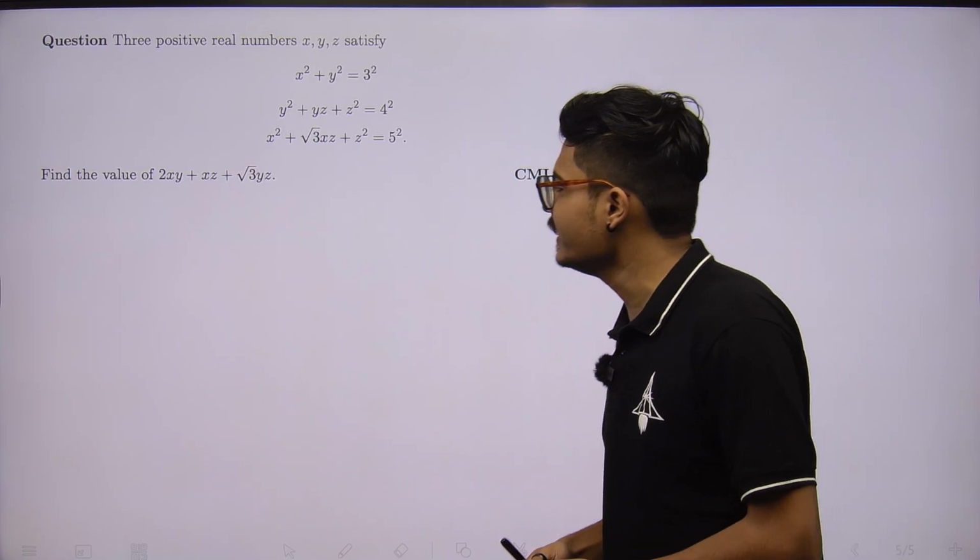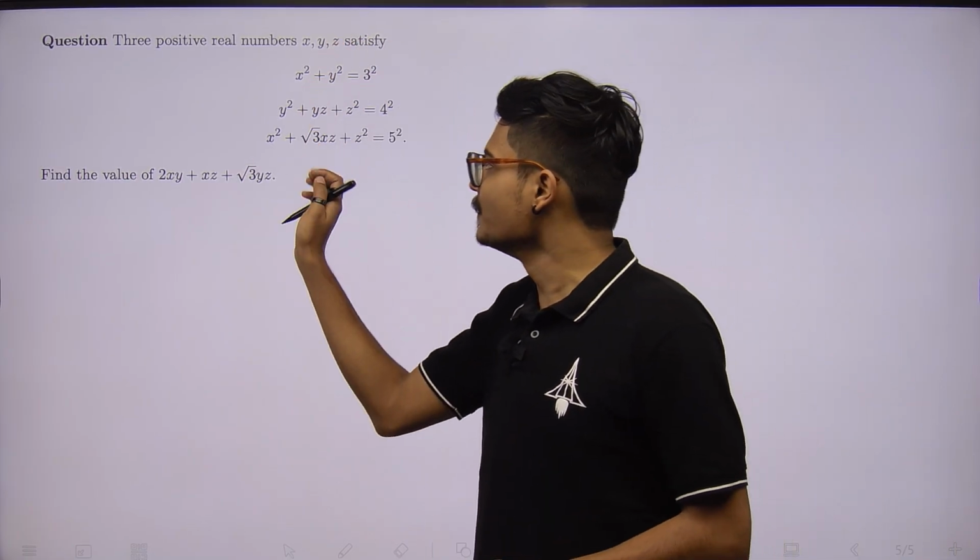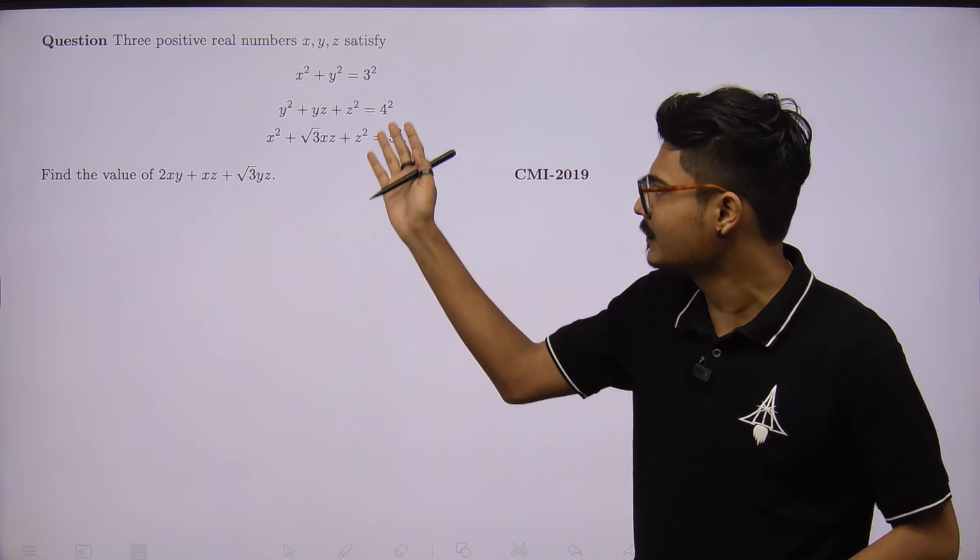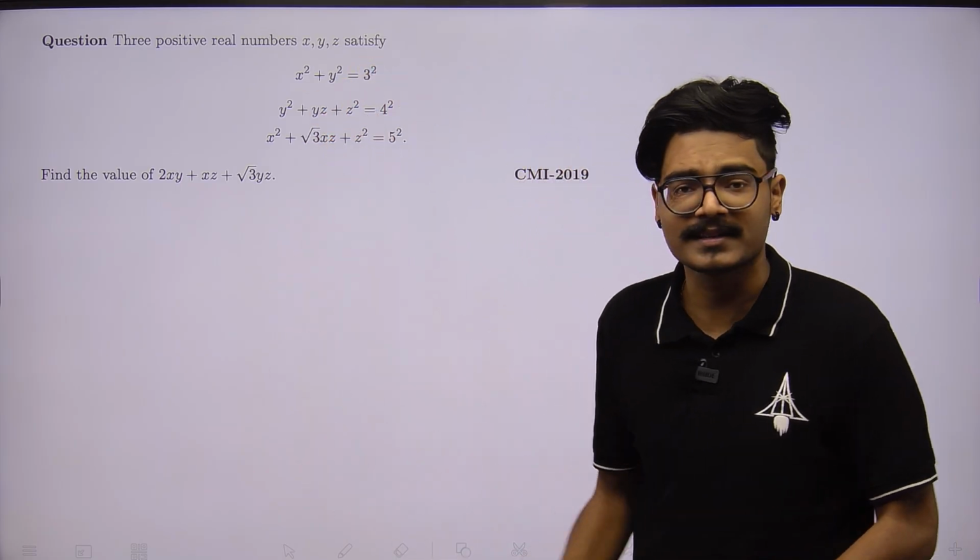in CMI 2019. Now this is a very beautiful problem because even though it looks like an algebra question where you have 3 equations and 3 variables, it's actually not. And the solution is really going to surprise you guys.